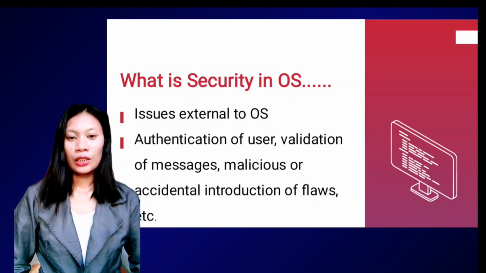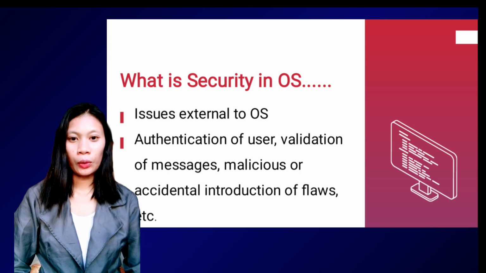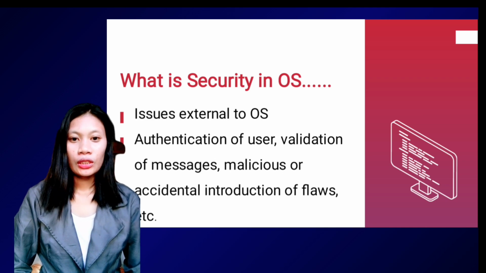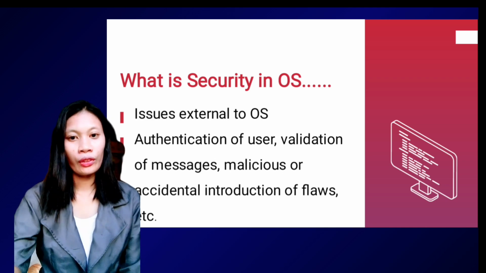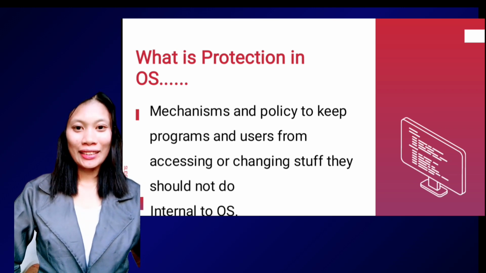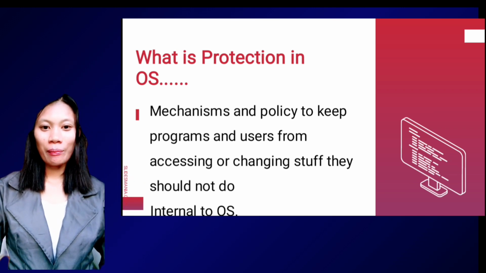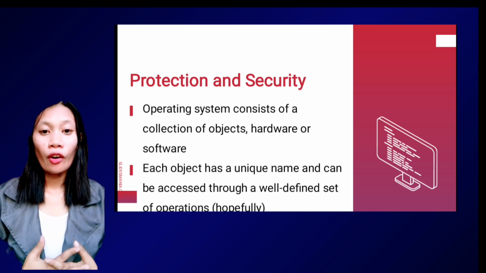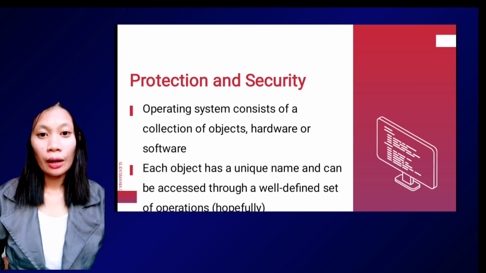Security in OS. Security of an OS is an issue external to the OS. Examples of it are authenticating users, validation of messages, and malicious or accidental introductions of flaws. What is protection in OS? Protection in an OS is mechanisms and policies to keep programs and users from accessing and changing things they should not. So in protection of OS, we need to follow policies so that we have protection in our operating system.